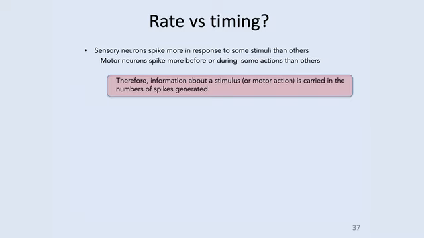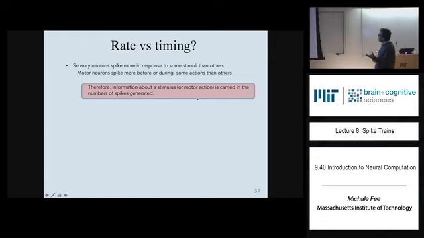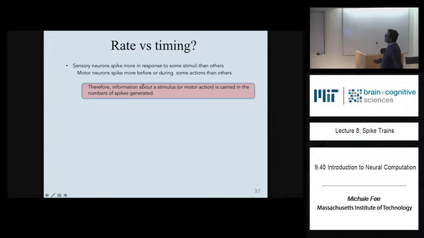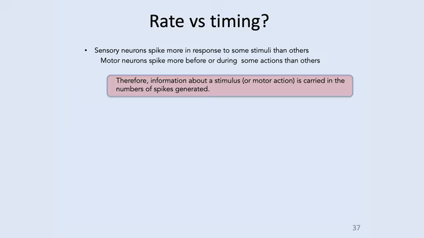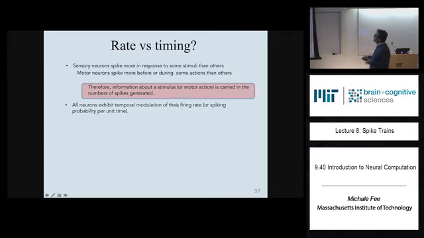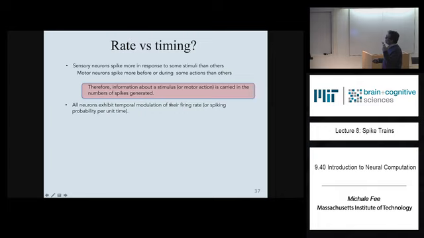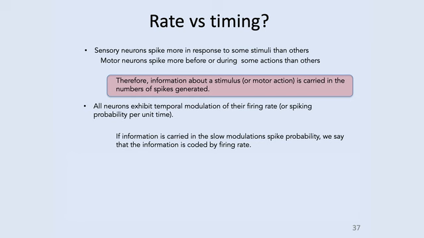So you can see here that sensory neurons can spike more in response to some stimuli than others. Motor neurons spike more during some behaviors more than others. We can think about information being carried in the number of spikes that are produced by a stimulus or during a motor action. Now, all neurons exhibit temporal modulation in their firing rates. They fire more during a movement or after the presentation of a stimulus.